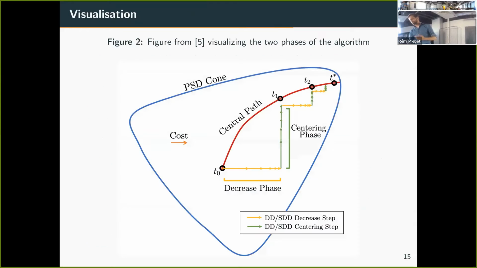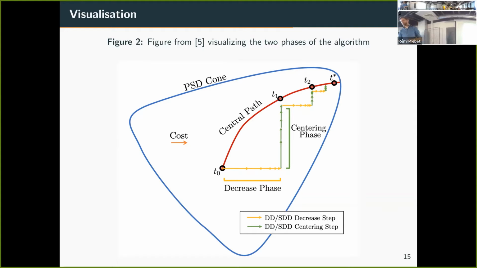I have a picture here from their paper. So if this here is the central path of the SDP that you're trying to solve, then what you can do is the decrease step. And once you don't make enough progress anymore, you produce solutions that have the same objective value and are still feasible, but you're trying to get closer to the central path. And you can prove that if you're close enough to the central path of the SDP, then you will always have a real decrease in your optimal value in one iterative step.